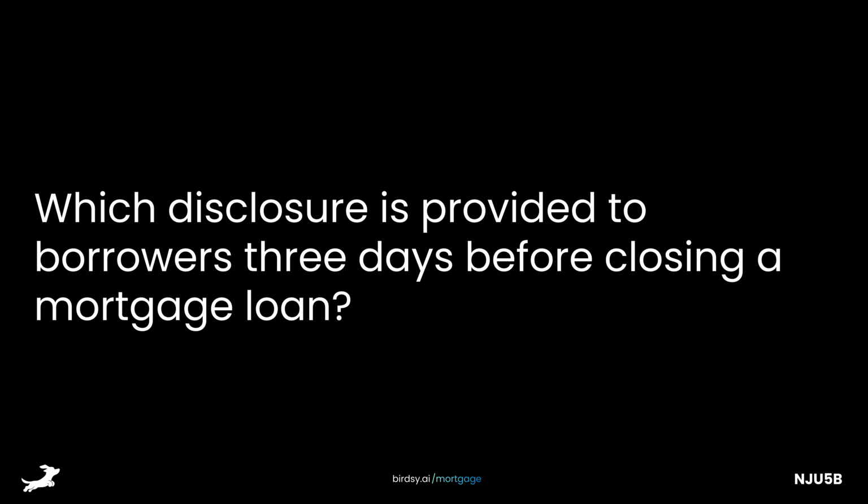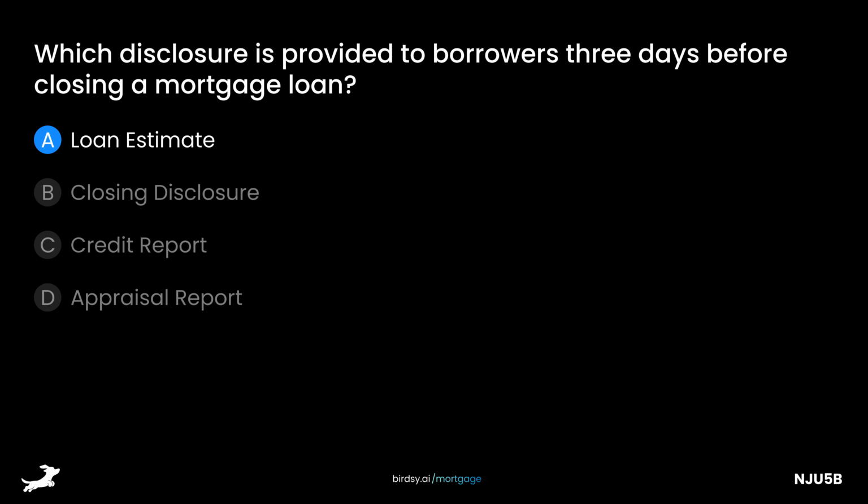Which disclosure is provided to borrowers 3 days before closing a mortgage loan? Is it A, loan estimate? B, closing disclosure? C, credit report? Or D, appraisal report? The answer is B, closing disclosure.